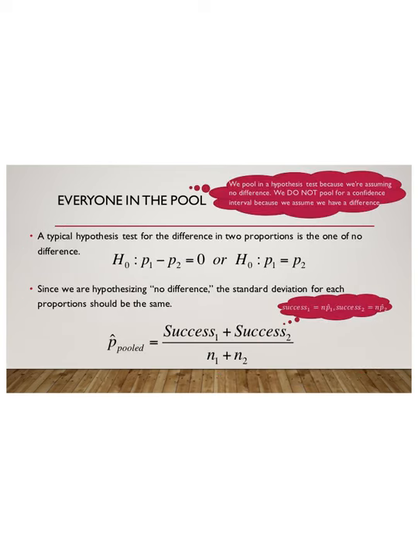So a typical hypothesis test for the difference of two proportions, again, look, we have our null up here. And because we are hypothesizing no difference, the standard deviation for each of the proportions would be the same. So when we find our p hat, we're going to take our successes for the first sample plus the successes of the second sample over the total, sample 1 plus sample 2.